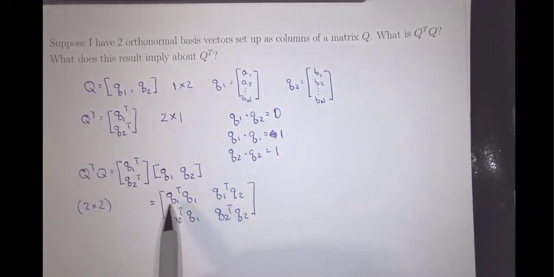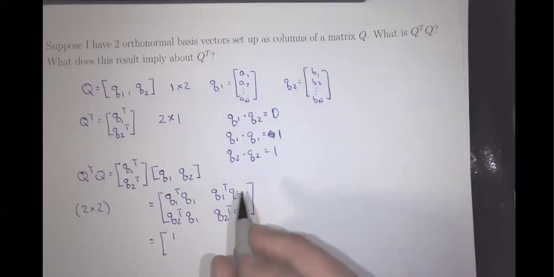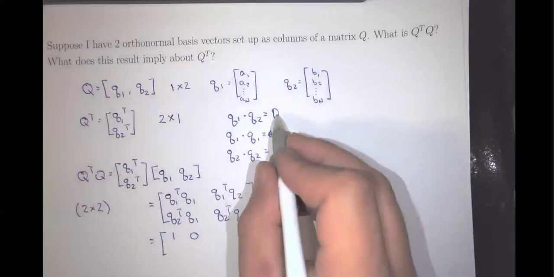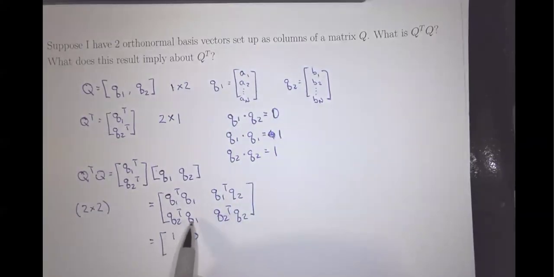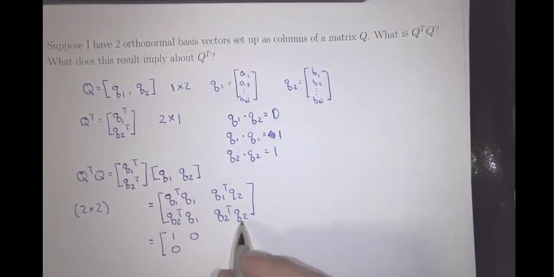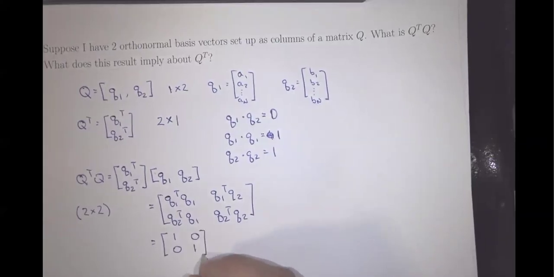Now we know Q1 transpose times Q1 is the same thing as the dot product of Q1 and Q1. So this dot product gives us a 1. Q1 transpose times Q2 is the same thing as Q1 dotted with Q2, which we know is 0. Q2 transpose times Q1 is the same thing as Q1 dotted with Q2, which we know is 0. Q2 transpose times Q2 is Q2 dotted with Q2, which we know is 1.